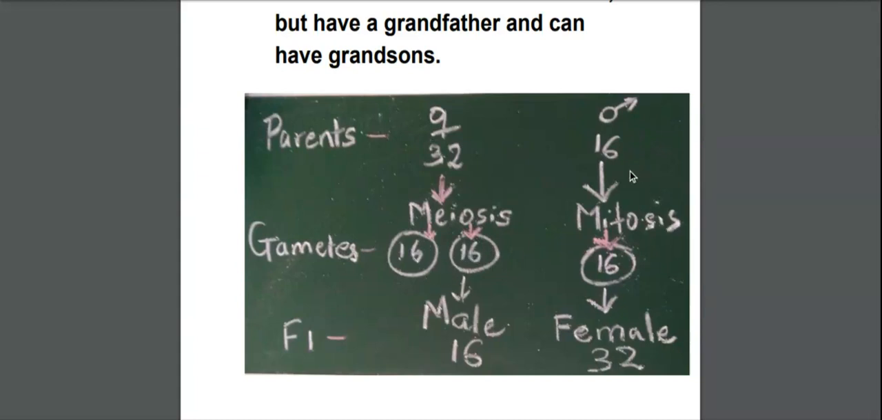Whereas, take a look at this. In case of the male, how is the sperm produced? We said not by meiosis, but by mitosis. And mitosis, we all know from our 11th standard knowledge, is an equational division. So, if the parent has 16, the daughter cell will also have 16. So here the sperm will have 16 chromosomes, or the haploid set of chromosomes.